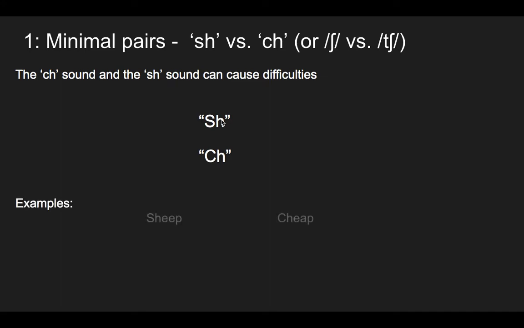We saw one already. Sheep and cheap. Sheep, which is the animal, oveja, and cheap, you know, cheap. Shoes, what we wear on our feet, and choose, to choose between options. So shoes and choose. Just keep practicing those different sounds.